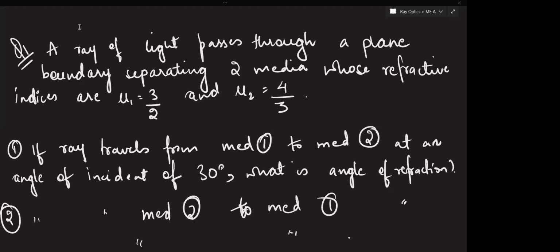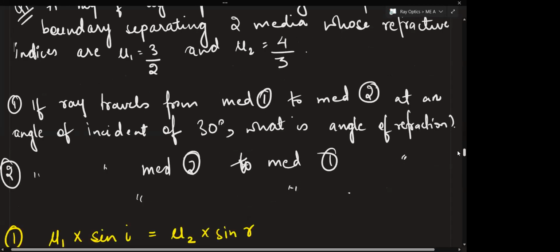See, class, a ray of light passes through a plane boundary separating two media whose refractive indices are mu1 3/2 and mu2 4/3. If the ray of light travels from medium 1 to 2 at an angle of 30 degrees, what is the angle of refraction? Simple Snell's law. I have told you already that sometimes n will be written, sometimes mu1 will be written. So here mu1 by mu2, that is n1 by n2, is equal to sin I by sin R. That you have to write.